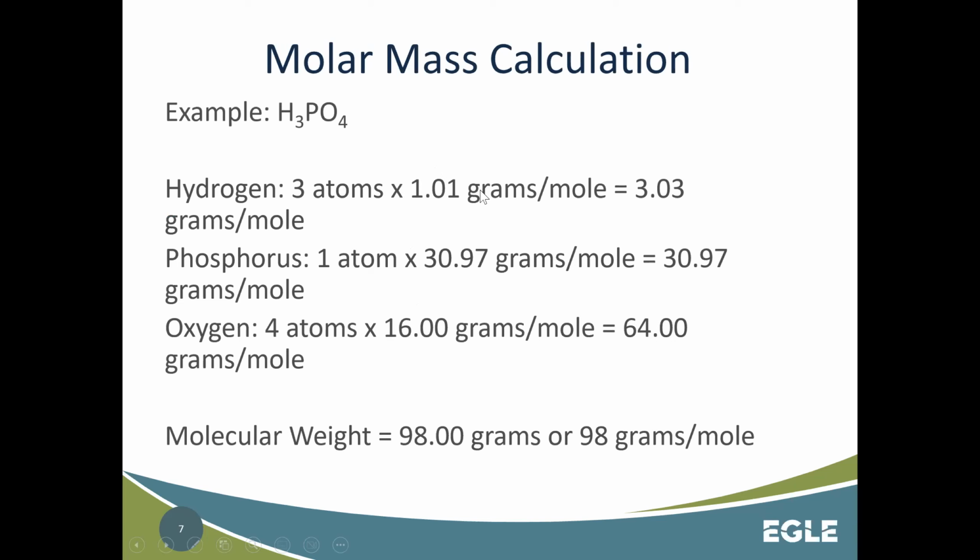3 atoms times 1.01 equals 3.03 grams. All right, 1 atom of phosphorus weighs 30.97 grams. And then oxygen has 4 atoms and it weighs 16 grams each. We add them all together and we get 98 grams per mole. So the molecular weight was 98 grams, and 98 grams equals 1 mole of phosphoric acid. So it's really important that we write the label of H3PO4 on the back of that mole, kind of like I did with the water earlier.